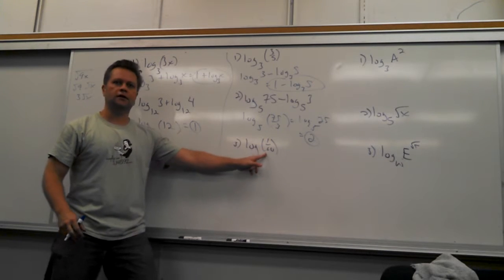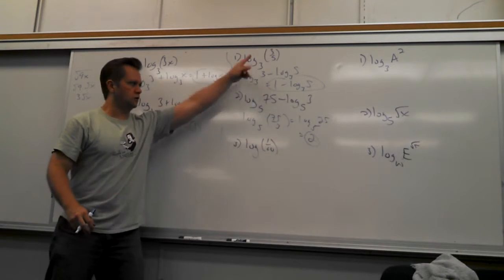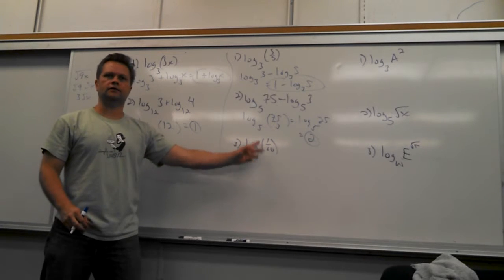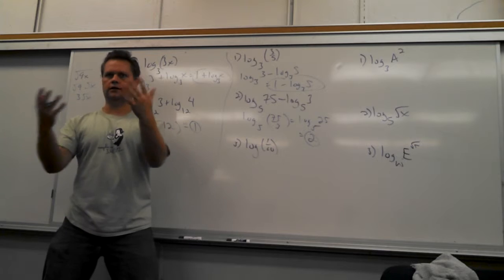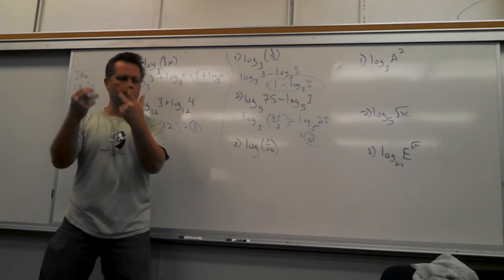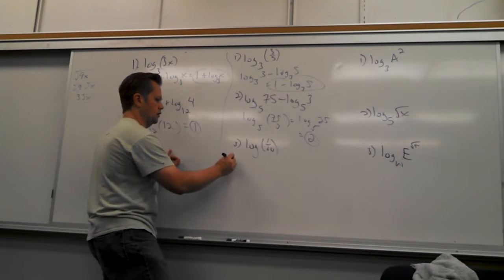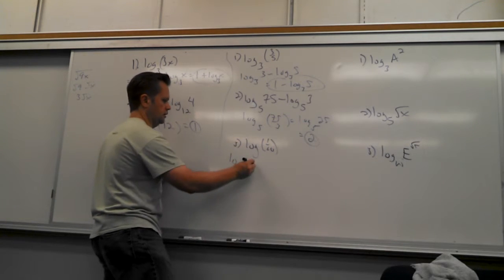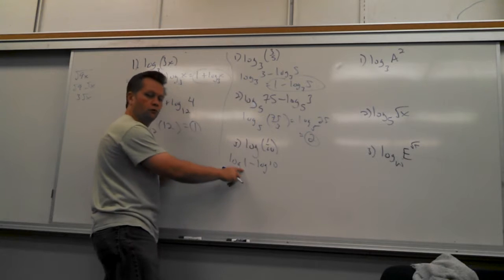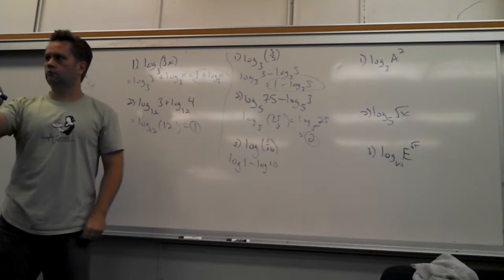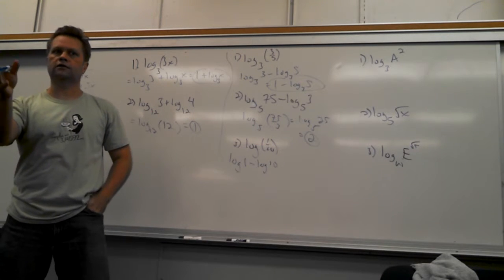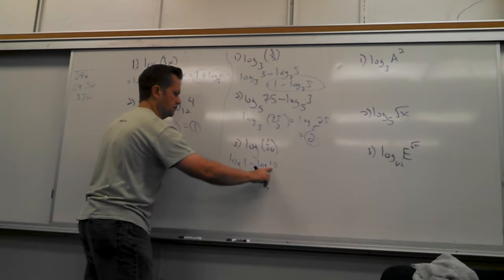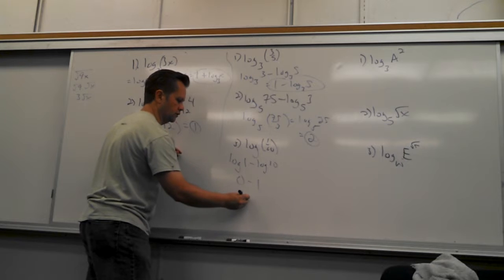Now, this one's kind of nifty. I mean, did anybody realize? Well, let's do it this way first. Log 1 over 10. What's this mean? Log, and there's no base. It means base 10, because that's the one we use the most, for some reason. So I could say log of 1 minus log 10. What's log 1? 0. Log of 1 with any base is 0, because it takes a 0 power to make something become 1. And what's log 10? 1.